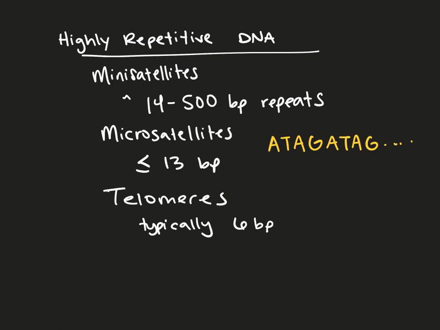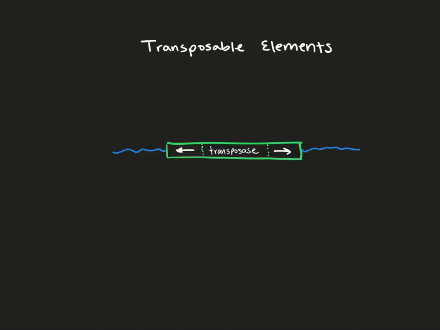Also, telomeres, or the ends of chromosomes, also have highly repetitive DNA sequences. These are typically 6 base pair repeats that just get repeated over and over and over again. Another large part of the human genome contains transposable elements. Transposable elements are dynamic sequences that can move around the genome and increase in number.